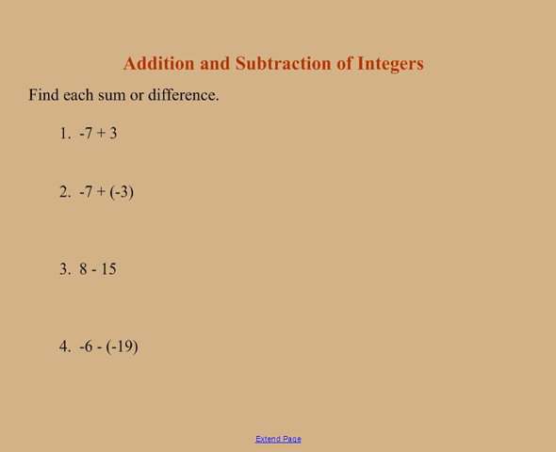All right, next, addition and subtraction of integers. We should all be pretty good at this, but if you need a little review on some basic skills, this is it. So we're going to find each sum or difference, and I'm going to talk about some of the rules as we go through these. All right, negative 7 plus 3. Well, first let me show you how addition and subtraction can be done on a number line.